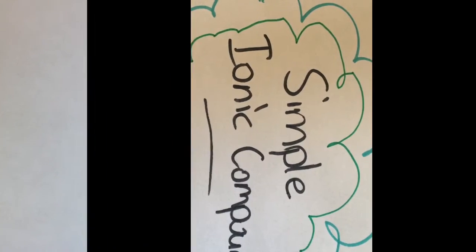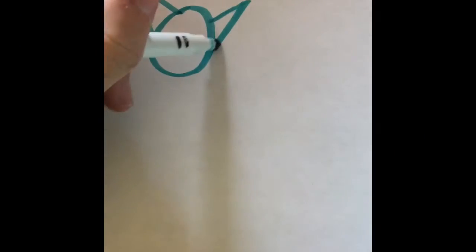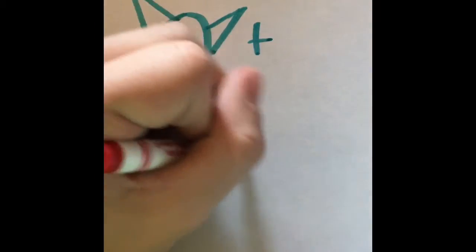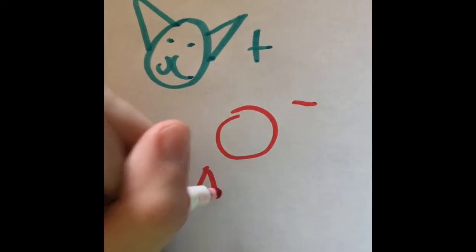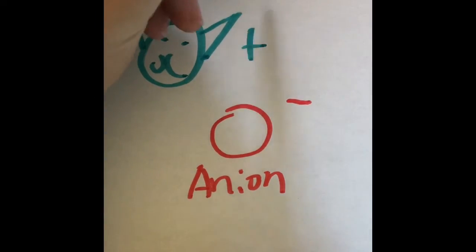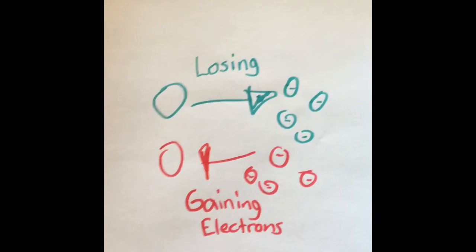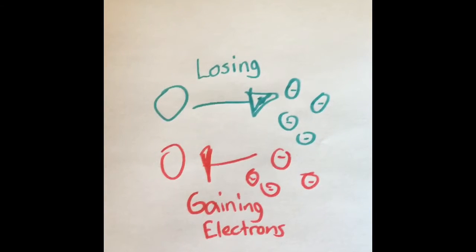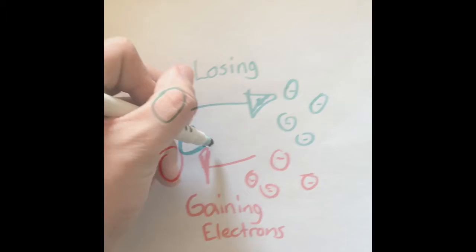Simple ionic compounds. Simple ionic compounds consist of a cation and anion. A cation is normally metal and has a positive combining capacity, such as sodium. An anion is normally a nonmetal and has a negative combining capacity, such as chlorine. When forming an ionic bond, the cation will lose electrons and the anion will gain electrons.